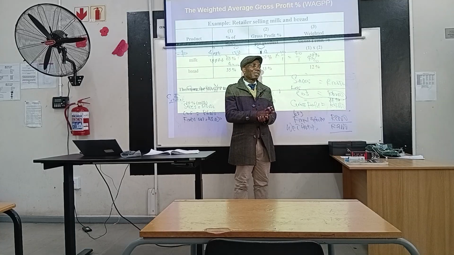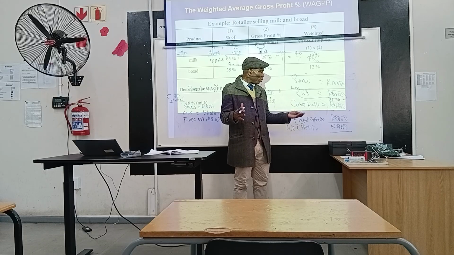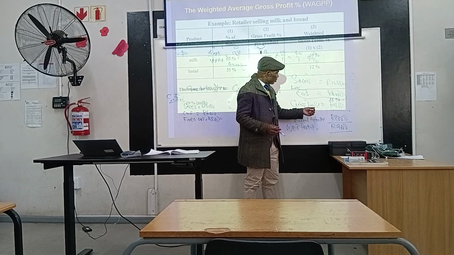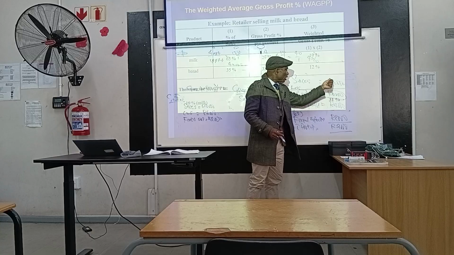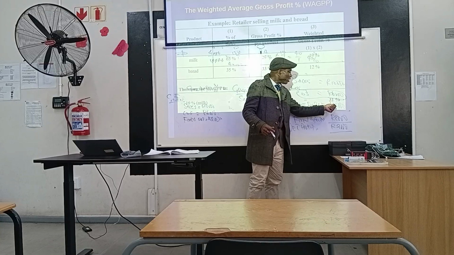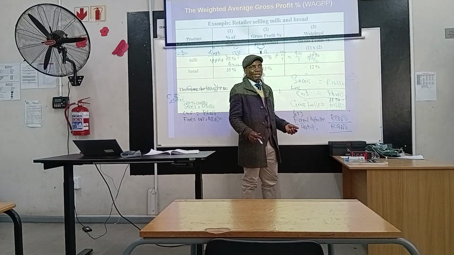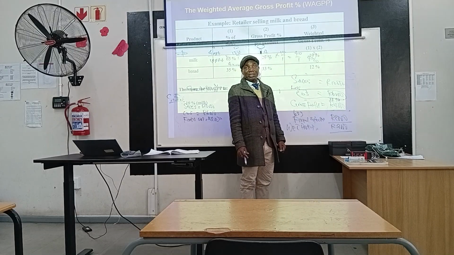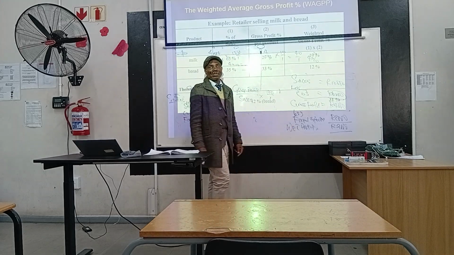So your markup can either be expressed in rand, or you can express it as a percentage. Now here you see this is your gross profit, right? Then you are selling it at this price, which is 10,000, which means you have added 4,000 to this 6,000 to arrive at your sales. So your markup here now is this, right? Then your markup percentage is what we've calculated, 40%.